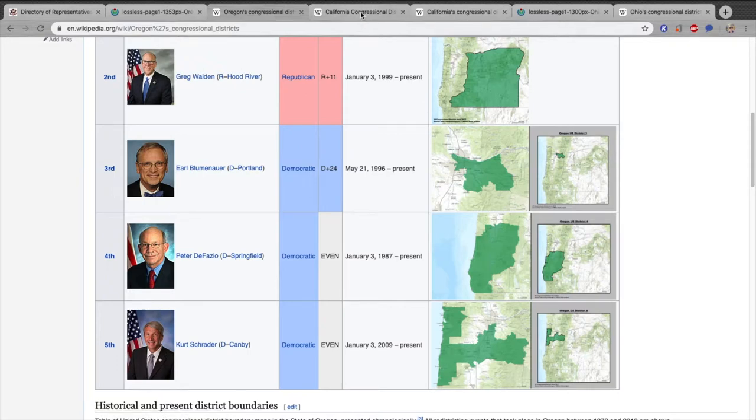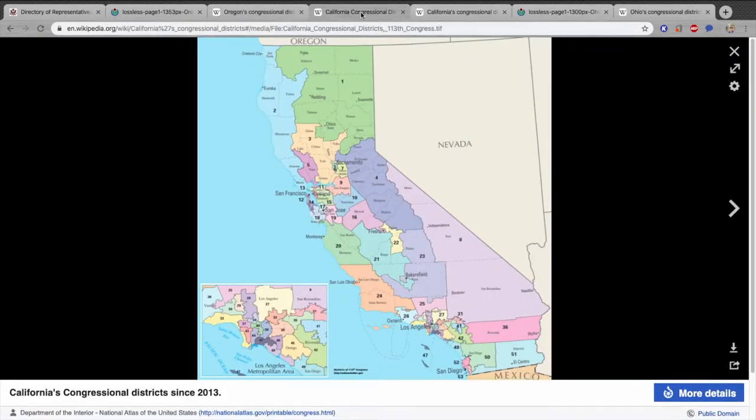Let's go ahead and take a look at California. California has 53 members of the House of Representatives based on its population. So first of all, you see the map of California as a whole. Look at the northern part of the state, this very large district and this very large district. Basically, this is a part of California where not many people live. And then you get into the San Francisco Bay Area. There's quite a few congressional districts there. In the Los Angeles area alone, look at all the congressional districts that the Los Angeles area gets.